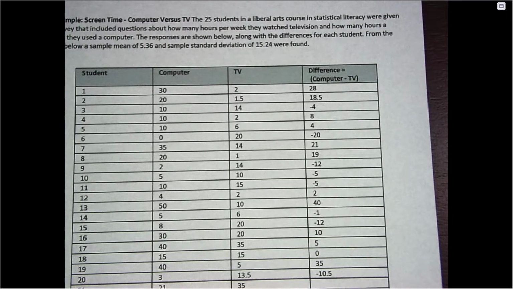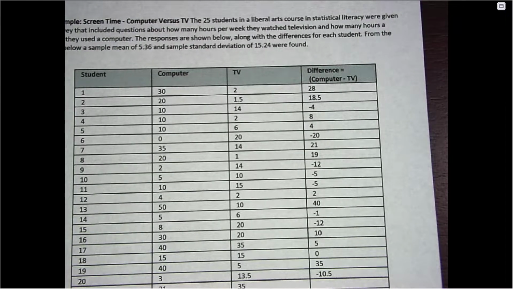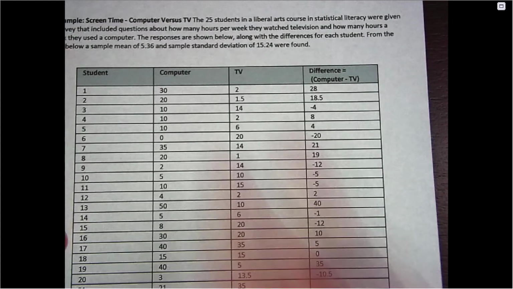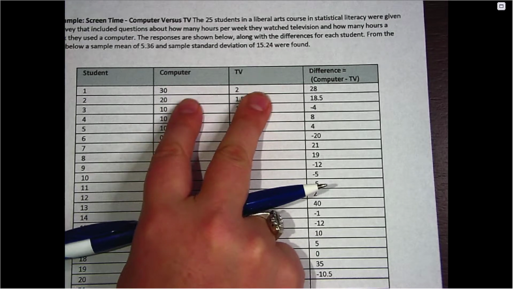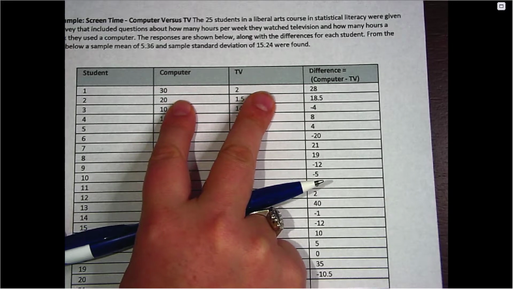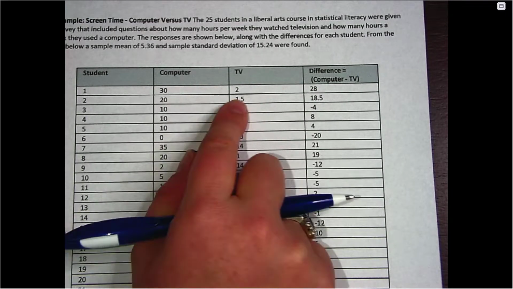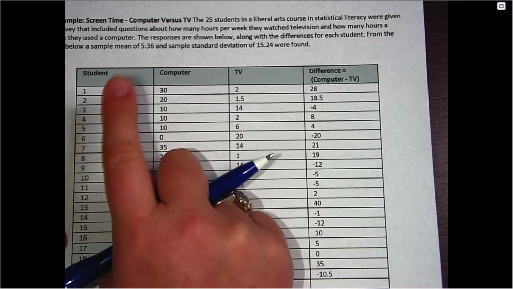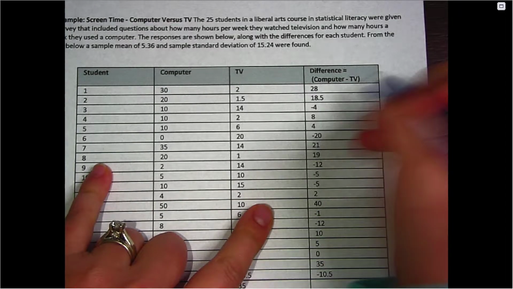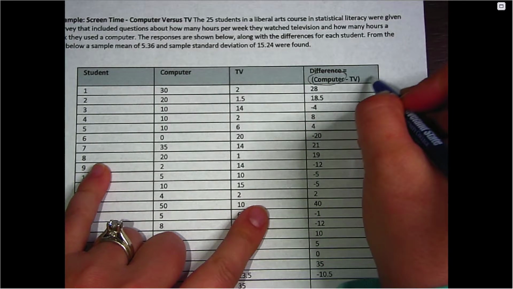So what I have here is students. There's 25 students, and then they each have a pair of measurements. So this is paired data. It's not repeated measurements because it's not taken over time. It's a paired group of measurements for each of these individual students. So the way that the differences are calculated is computer minus TV.